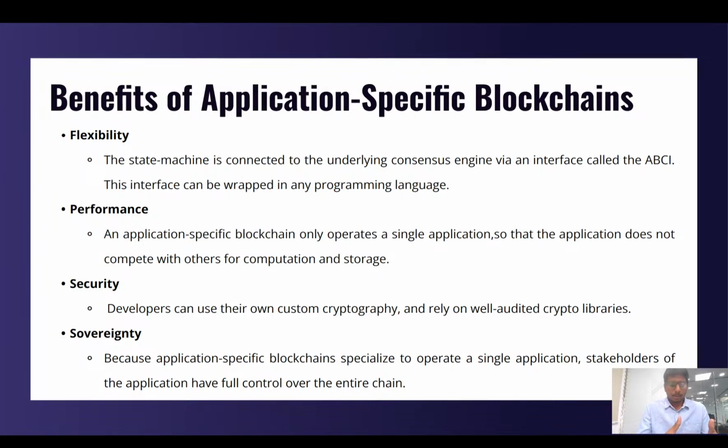Speaking about performance, as discussed in the last slide, when it comes to smart contracts, the smart contracts related to different applications will be running on the same virtual machine. Here, all those applications will compete with each other for storage and computing. When it comes to application-specific blockchains, only a single application will be operated on that particular blockchain. So there is no need to compete for storage or computation.